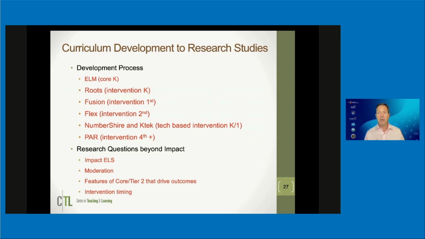So we are analyzing our studies for impact on English language learners. We're looking at questions around moderation. So are there variables that influence the degree of impact that your intervention might be having? We look at features of core or tier 2 that might be interacting or driving student outcomes. And we're starting to investigate, can we maximize intervention timing to increase student outcomes and increase their access to the core instruction?